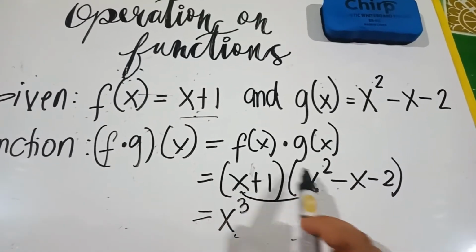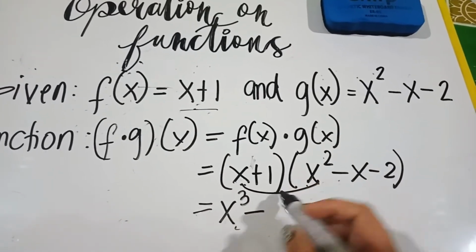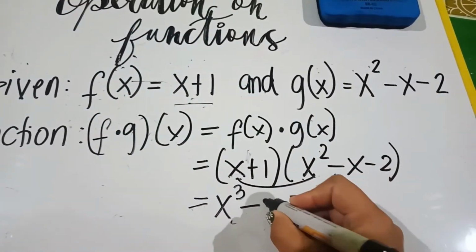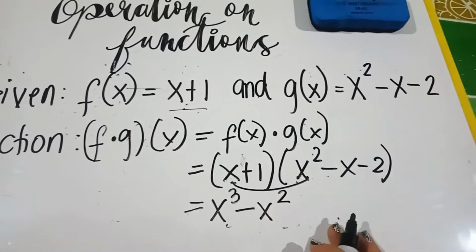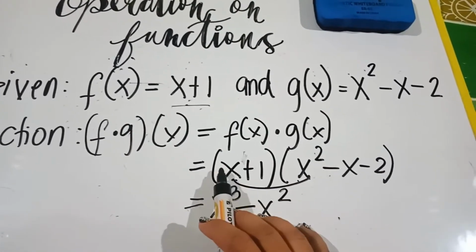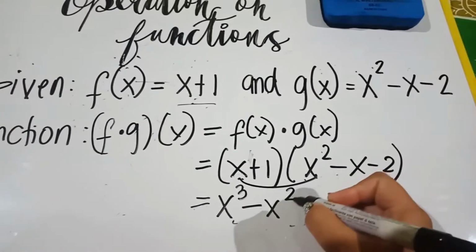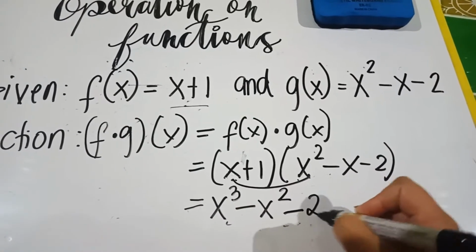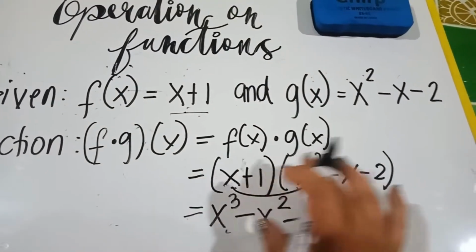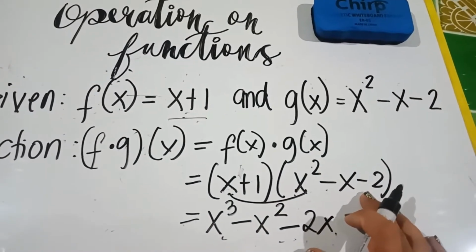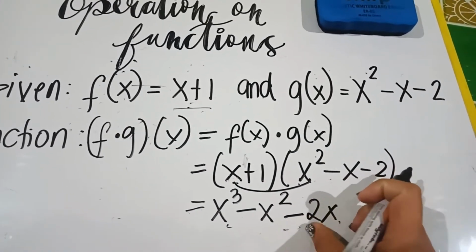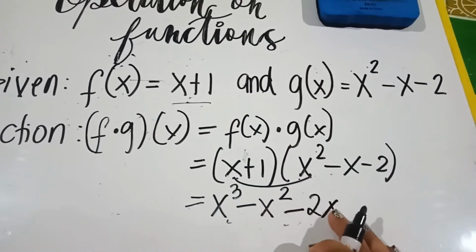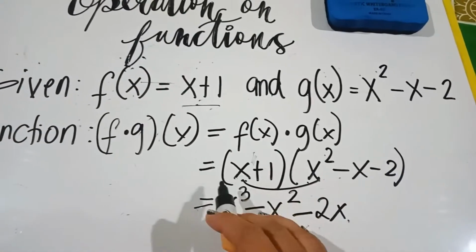Next, positive times negative is negative. X times x, parehong may exponent na 1 dyan, kaso nga lang invisible. So, we have x squared. Next one, positive times negative is negative. And the next, x times 2, that is equal to 2x. Kahit nauna yung variable sa coefficient natin, lagi pa ring una ang number na isusulat. Hindi yan pwedeng maging x, 2. So, that is negative 2x. So, tapos na natin i-distribute yung x.